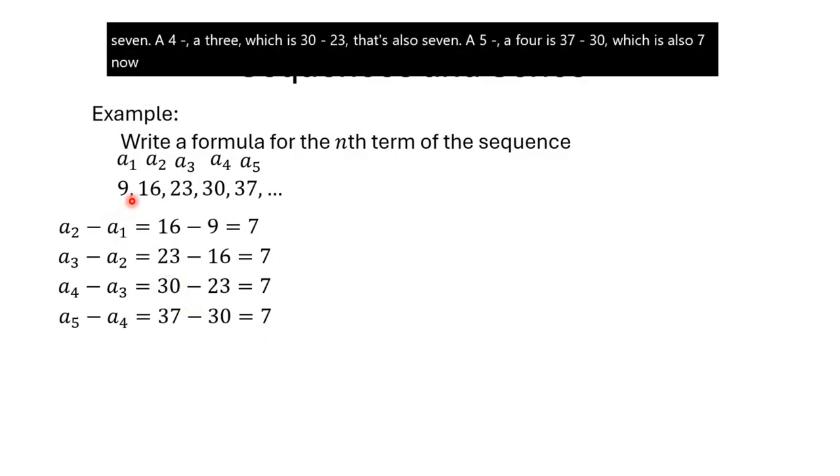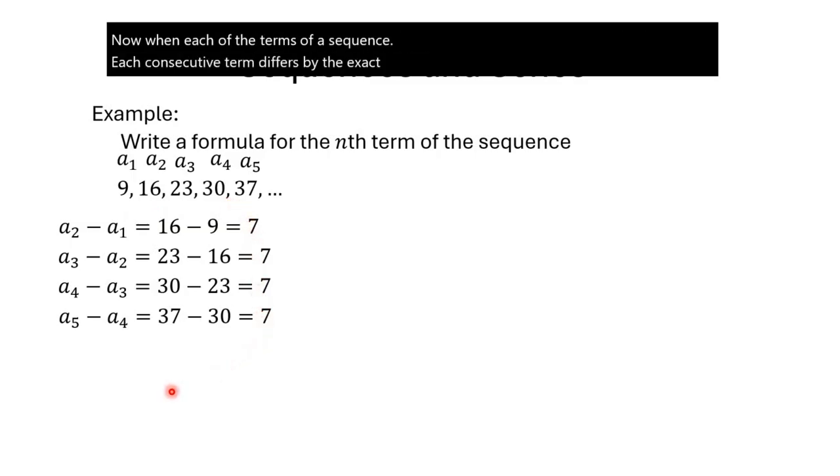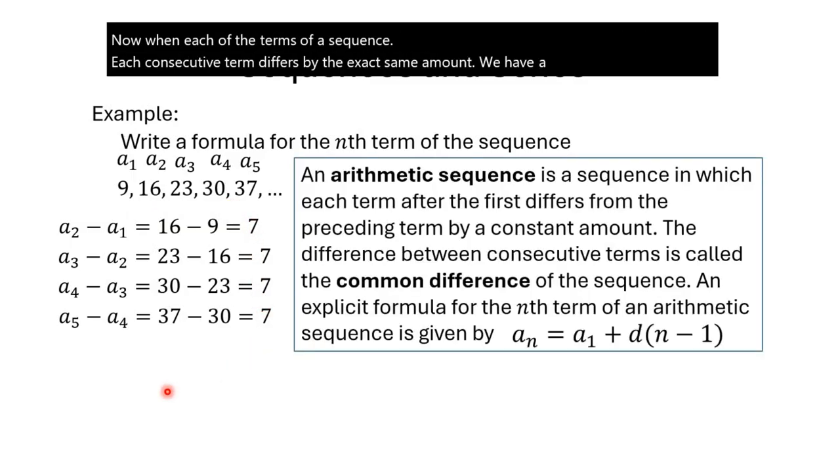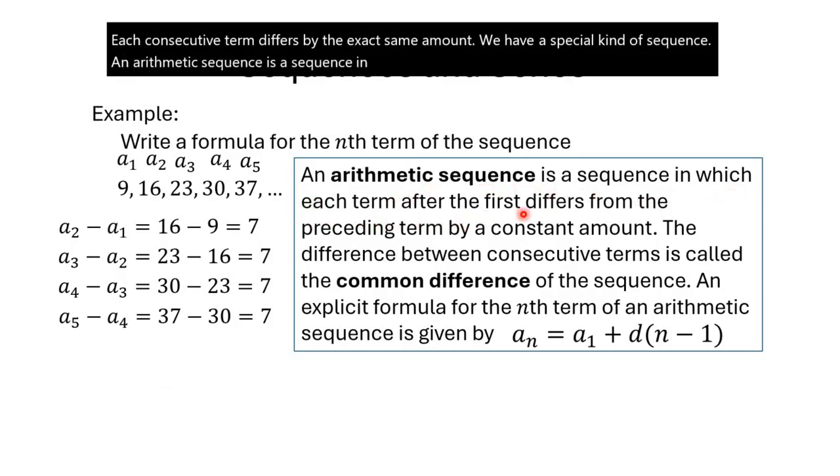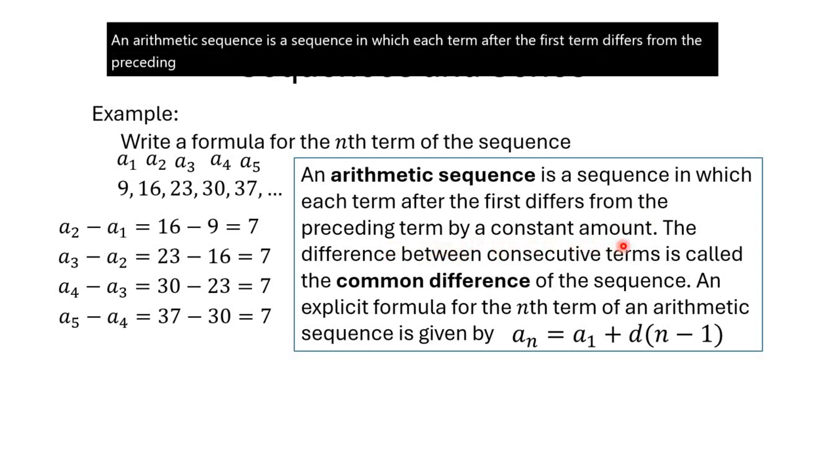When each of the terms of a sequence, each consecutive term, differs by the exact same amount, we have a special kind of sequence. An arithmetic sequence is a sequence in which each term after the first term differs from the preceding term by a constant amount, that constant amount here being 7.